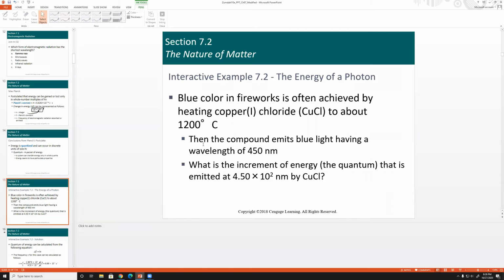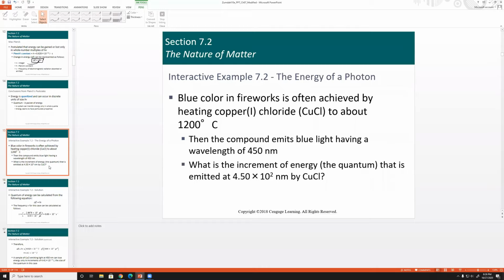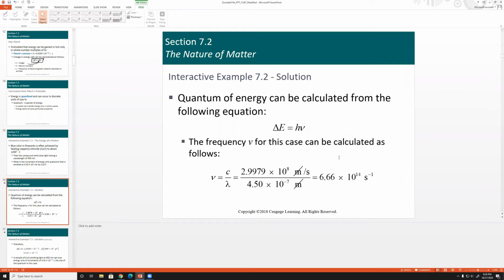So let's say we have a compound that emits blue light with a wavelength of 450 nanometers. What is the increment of energy, meaning the quantum, that is emitted at 4.5 times 10 to the 2 nanometers of copper chloride? First we would figure out our frequency, since we have our wavelength. A lot of these questions, you're going to be given wavelength. The first thing you should do is figure out the frequency.